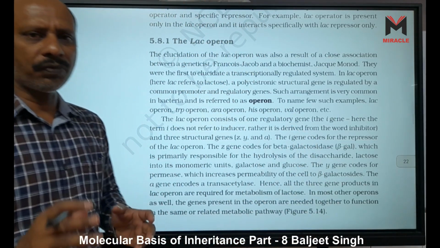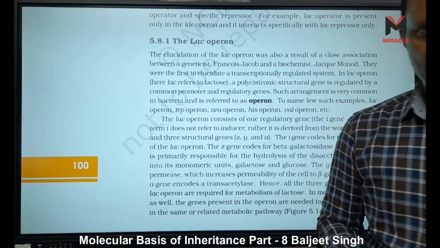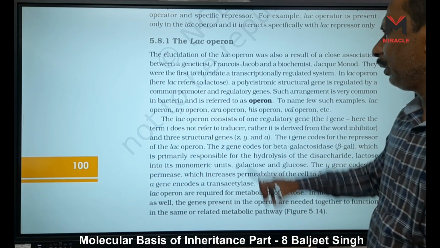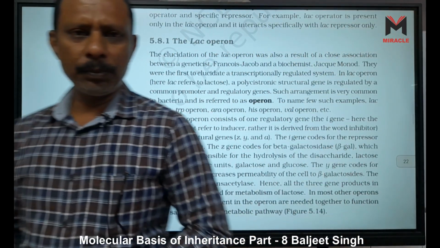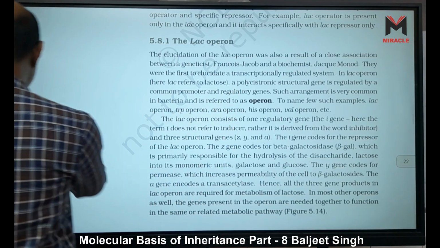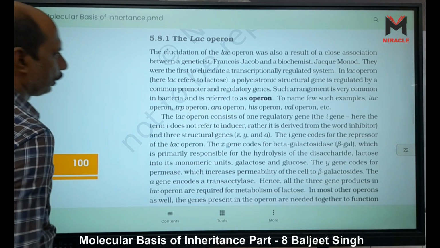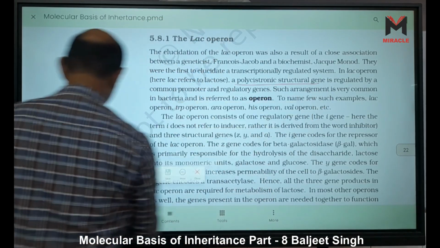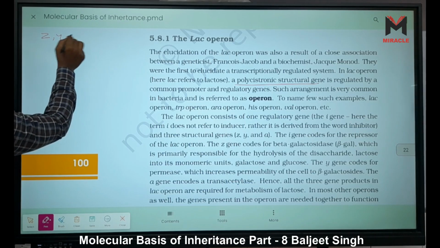Cistron means functional unit. If more than one functionality is there, then we can say it is polycistronic, and eukaryotic means we have monocistronic. Here what is given? Polycistronic structural gene. Polycistronic structural genes means it contains 3 genes. Which genes? It is Z, Y and A. This polycistronic gene contains Z, Y, A.